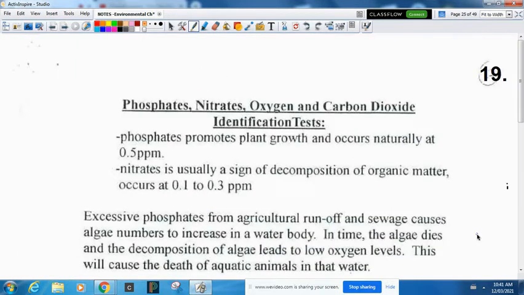Okay, and then there's a worksheet that you'll be doing for marks. There's also that lab that I talked about that you'll do. And now let's look at phosphates, nitrates, oxygen, and carbon dioxide identification tests.